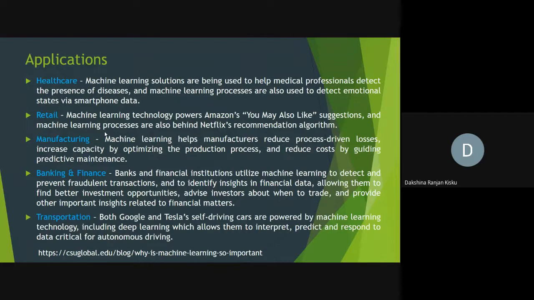Now, what are the different applications of machine learning algorithms? If we consider the application areas, we can see that they are vast. They are heavily used in almost every field, like healthcare, retail, manufacturing, banking and finance, and transportation.